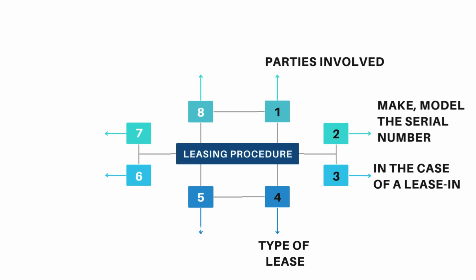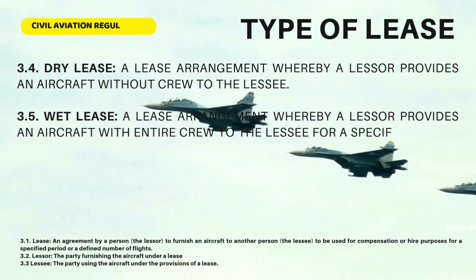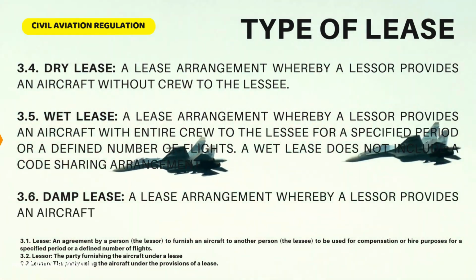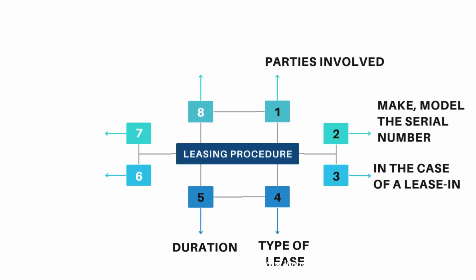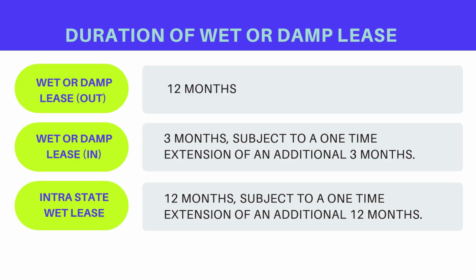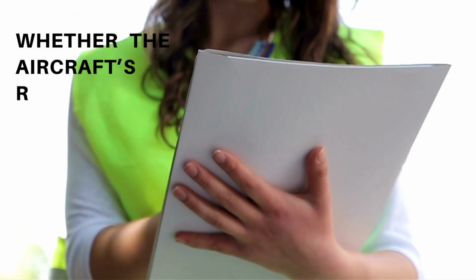The application must specify the type of lease, whether it's wet, damp, or dry, as well as the duration of the lease and whether the aircraft's registration will change while lease operation is carried out.